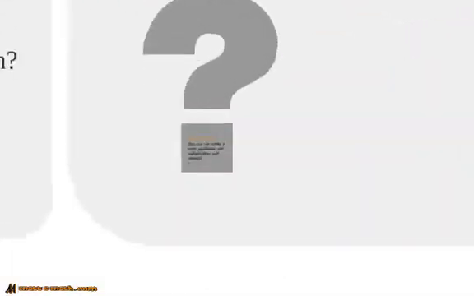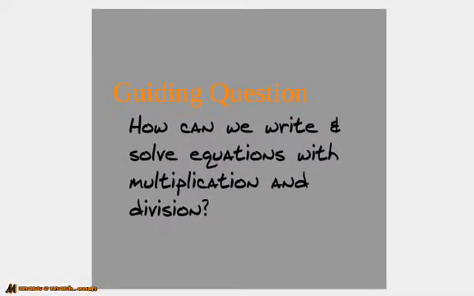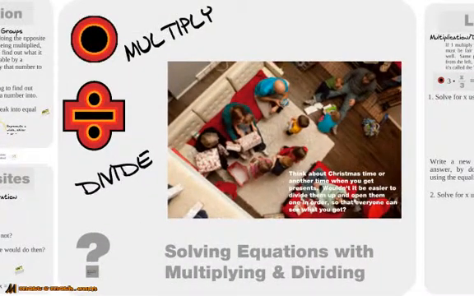Are you able to answer your guiding question now of how can we write and solve equations with multiplication and division when we have variables? I bet you are. It wasn't too bad, huh? A lot like the addition and subtraction one. Well, that's it as we talked about solving equations with multiplying and dividing and variables.